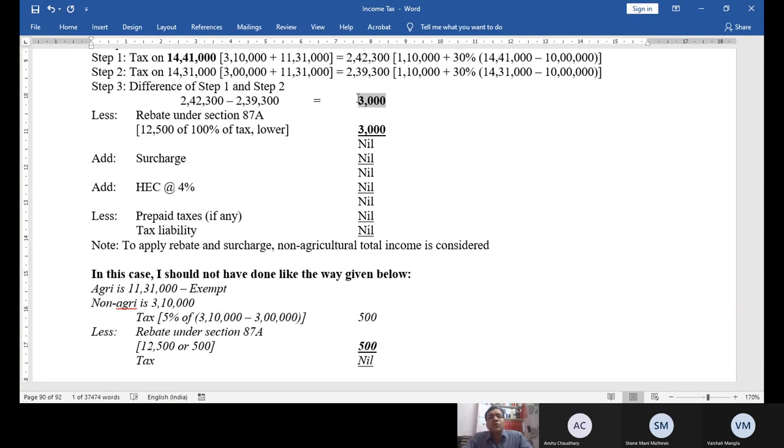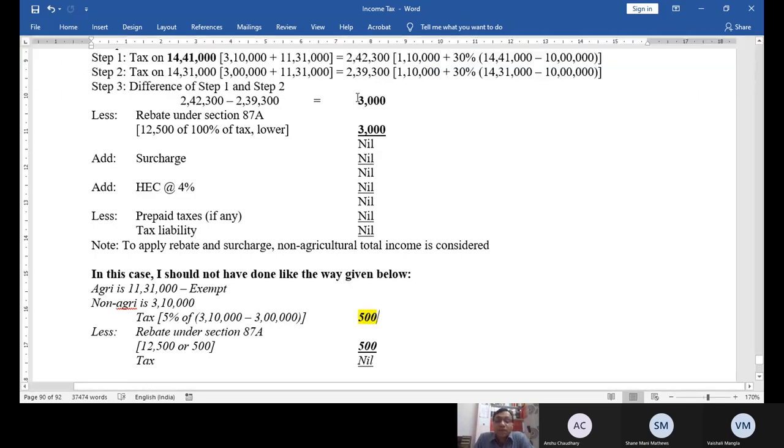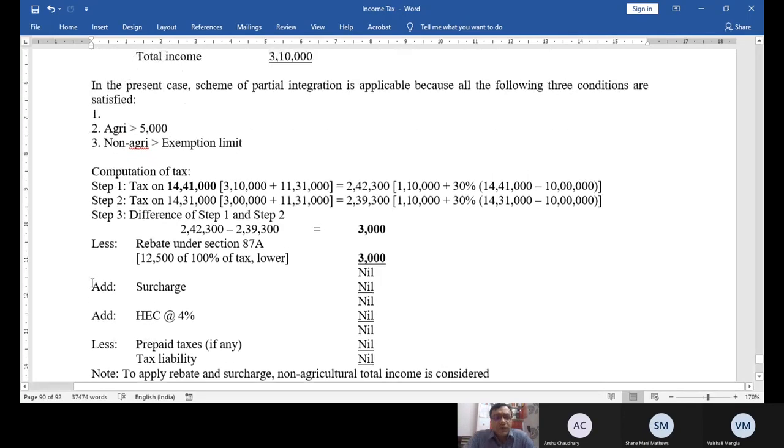And in this way, the government got maximum tax. Had there been no such scheme, maximum tax would have been 500. But now this scheme has simply increased the assessee's tax. Had there been no rebate, the government would have got 3,000. If there is no such scheme, the government would have got only 500. So don't solve it in this way. Just solve it in the way I have done, because it is the requirement of the law.